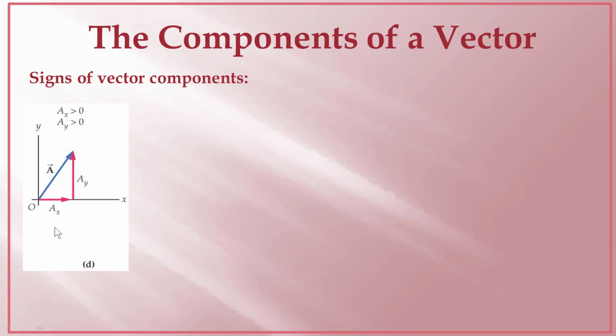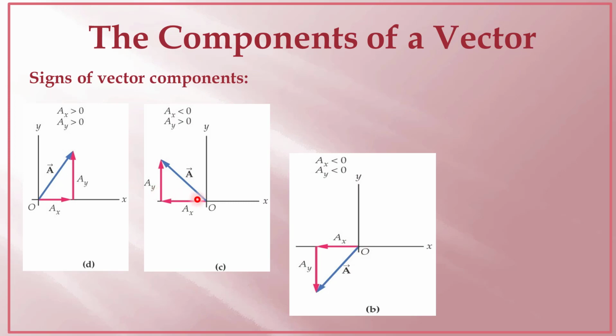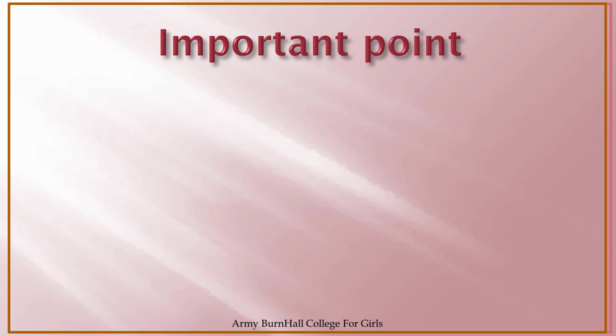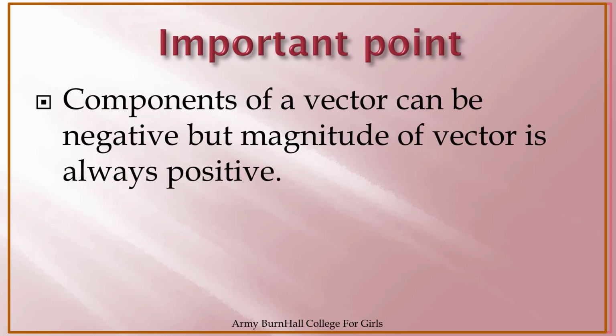You can see over here that if the vector lies in the first quadrant, both the components are positive. If the vector lies in the second quadrant, then the x component is negative and y is positive. If it lies in the third quadrant, then both x and y components are negative, and if it lies in the fourth quadrant, then the x component is positive and the y component is negative. So components of a vector may be positive or negative, but the magnitude of the resultant vector is always positive.